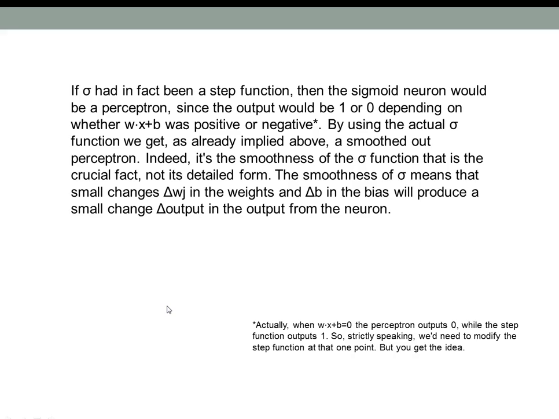Since the output would be 1 or 0 depending on whether it's positive or negative, anyway, let's ignore that. By using the actual sigma function, we get, as already implied above, a smoothed out perceptron. Indeed, it's the smoothness of the sigmoid function that is the crucial fact, not its detailed form. The smoothness of the sigmoid means that small changes Δw_j in the weights, or the bias, will produce a small change in the output. That's what we just said.